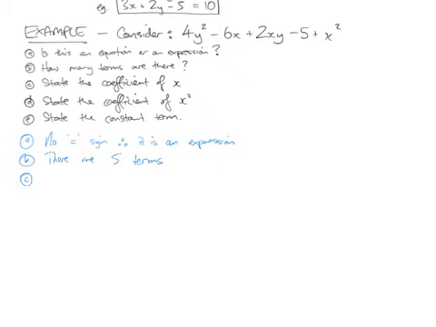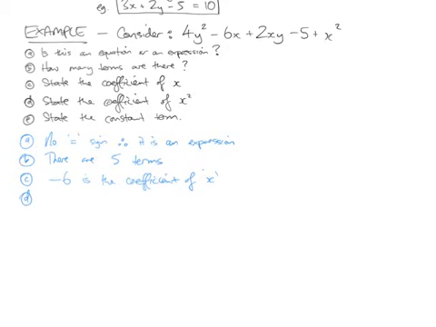C, state the coefficient of x. If we look through the terms, here we've got a pronumeral that's y squared. Here we've got the pronumeral x. Here we've got a pronumeral xy. Here there's no pronumeral. Here is x squared. So the only one that fits the criteria of x is this term here, and the number in front of x is -6. So -6 is the coefficient of x.